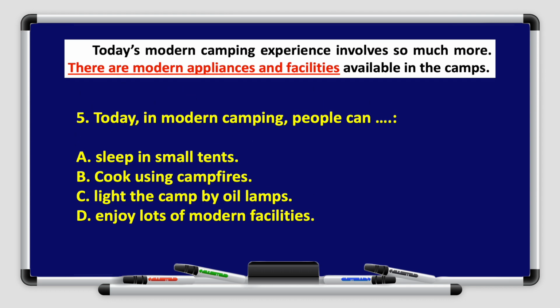Number 5. Today in modern camping, people can A, sleep in small tents, B, cook using campfires, C, light the camp by oil lamps, D, enjoy lots of modern facilities. So we're talking about modern day camping. Okay, so as we see, the evidence is highlighted. There are many modern appliances and facilities, so the answer is D. Enjoy lots of modern facilities.